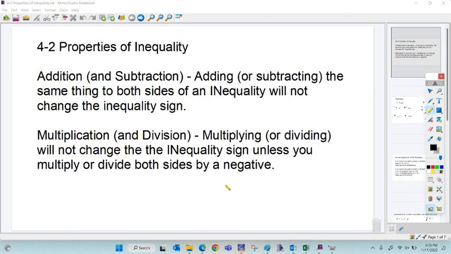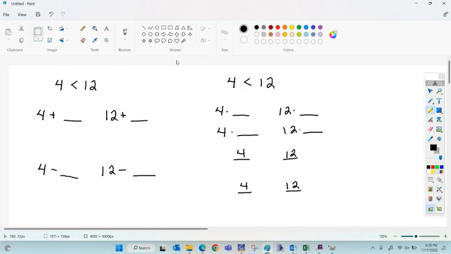Multiplication and division are somewhat similar. Now, there is a little extra thing we need to consider with multiplication and division, and that is you can multiply both sides or divide both sides by the same thing and it doesn't change the inequality unless we multiply or divide by a negative. And I want to show you some examples of how that works so that you can understand a little bit better. So on your notes sheet, we have 4 is less than 12. Everybody would agree that 4 is less than 12.